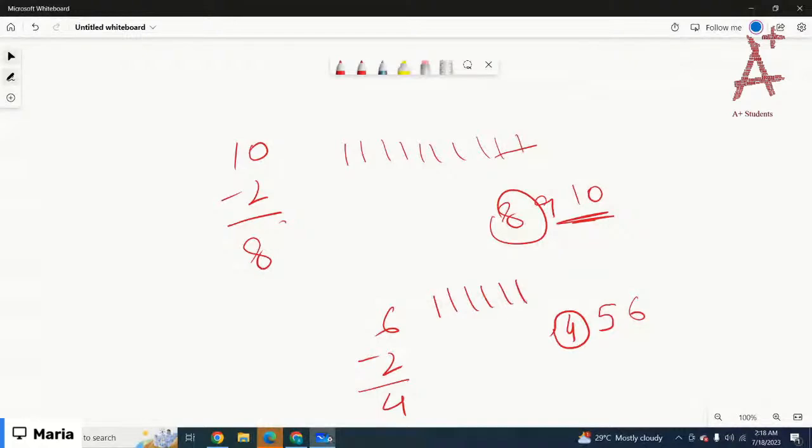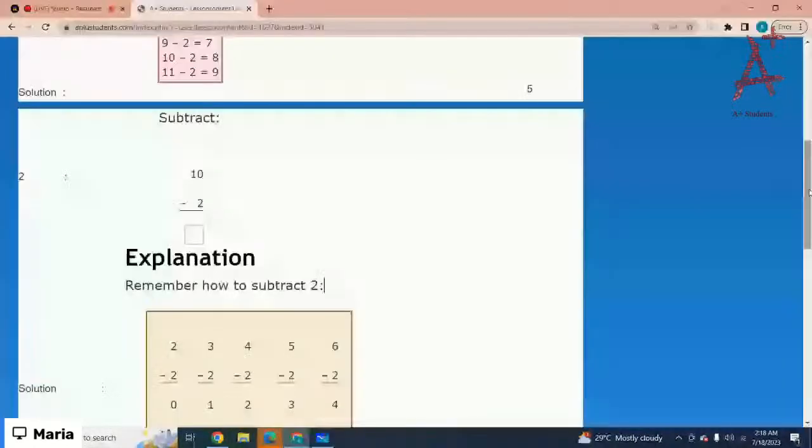You can count the rest of the lines. They are 1, 2, 3, 4. So 6 take away 2 is 4. Correct option is 4. Let's just start with the practice questions.